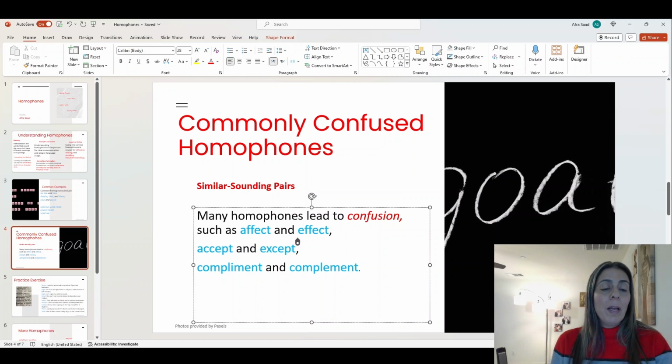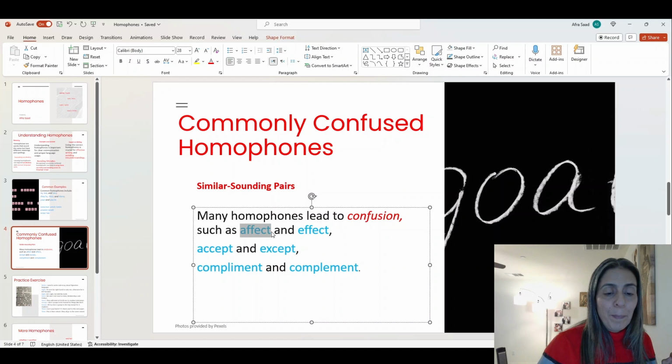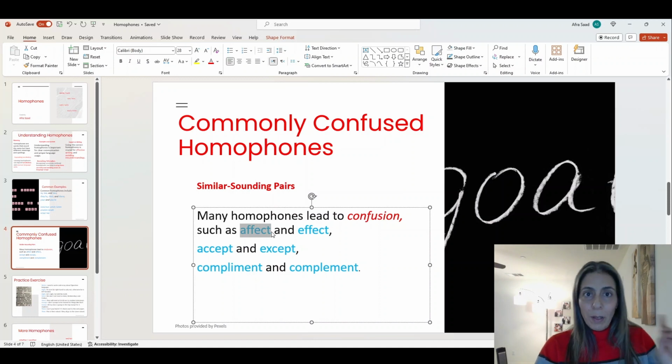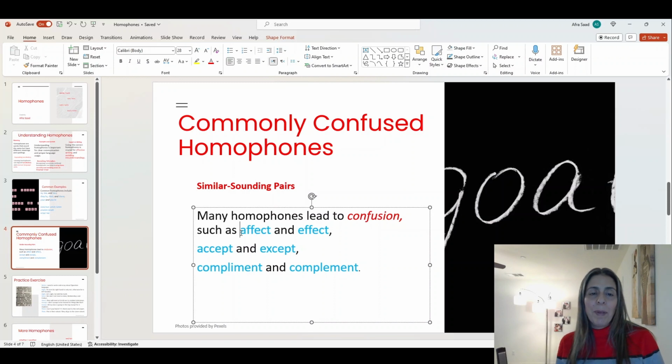Okay, now we also have accept and except. Now I don't want to mistranslate. So affect here, let's go back. Is it the noun or the verb? Okay, so affect here is the verb. Affect is the verb that it affects something. It changes something. So let's say the weather affects my daughter's mood. So when it's sunny, my daughter is happy. But when it's gloomy and rainy, my daughter becomes depressed. So it affects her mood.